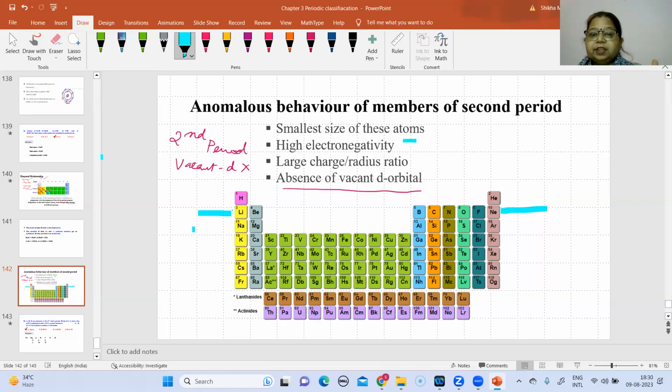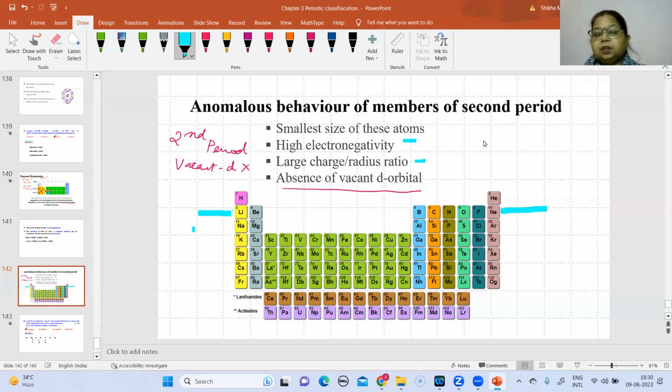The next one you can understand, large charge to radius ratio. The charge on entire group 1 elements is +1, right? Or 1 electron in valence shell. But the size of lithium is the smallest. If you divide them, the numerator is same, but the denominator in case of lithium is the smallest. So they have large charge to radius ratio.